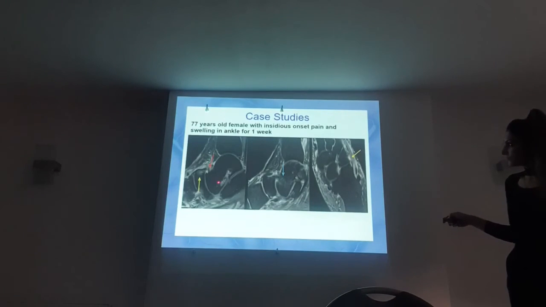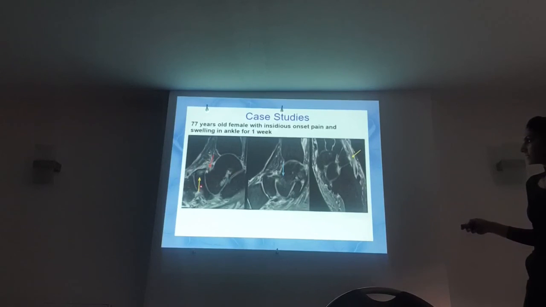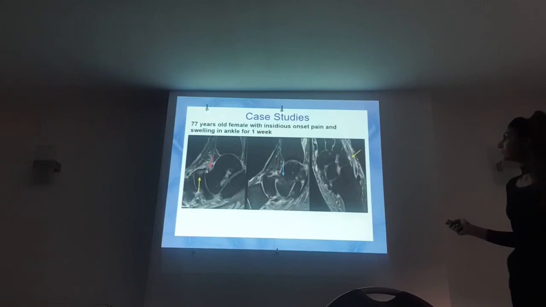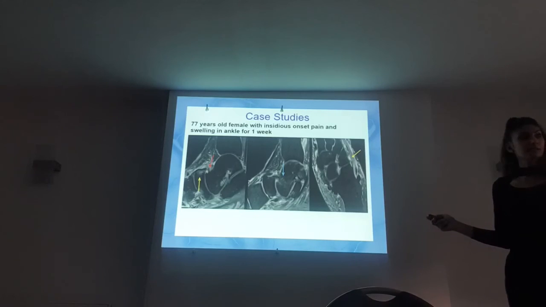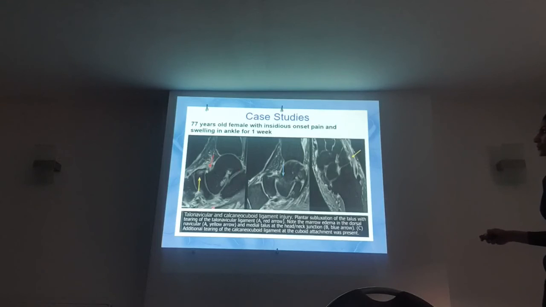So again, we've got your cuboid, we've got your talus, we've got your mortise joint. So if that's the talus and that's the cuboid and that's the navicular bone, is it fluid? Is it dislocation? Yeah, so it's a talonavicular and calcaneal cuboid ligament injury. So calcaneal cuboid and talonavicular. I think the problem is most of us don't look at enough normal ones to then know the abnormal ones. The thing is, you've got to see the contrast.